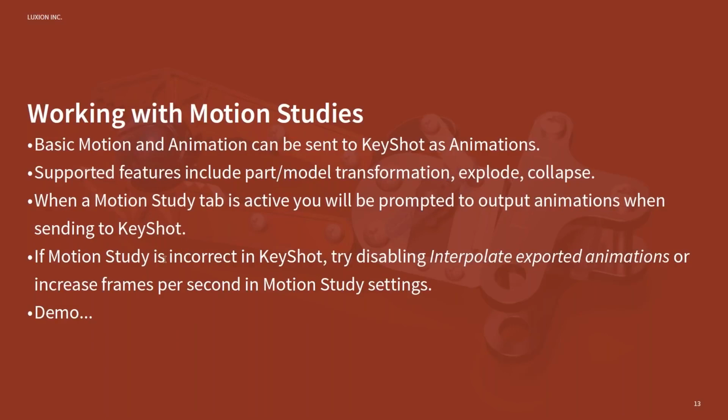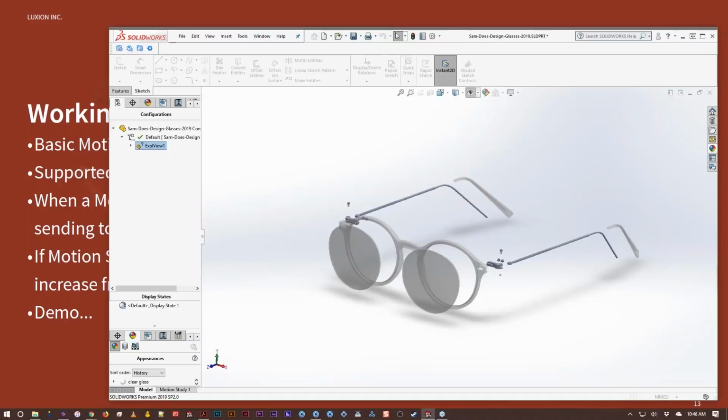And then this last point here is that if you do notice the motion study looks a little funny or incorrect in KeyShot, then try disabling that interpolate exported animation setting, or try increasing the frames per second in the motion study settings. So that's just going to smooth it out a little bit. So yeah, let's jump over to a motion study and see what that would look like.